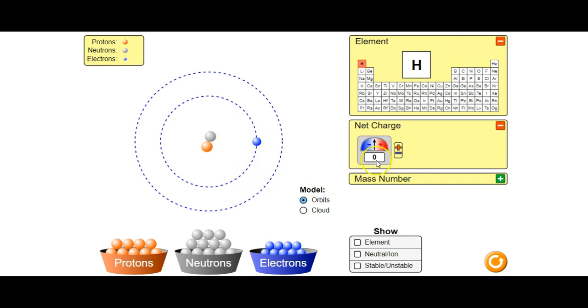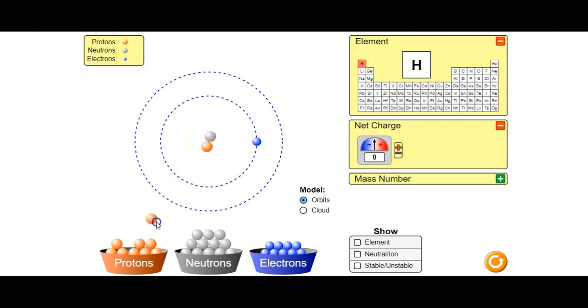But what I want to focus on is this net charge. So pay close attention to this net charge. When I add a proton, I see it goes to +1. If I add another proton, it goes to +2. Each proton represents a +1 charge. So each proton is +1.